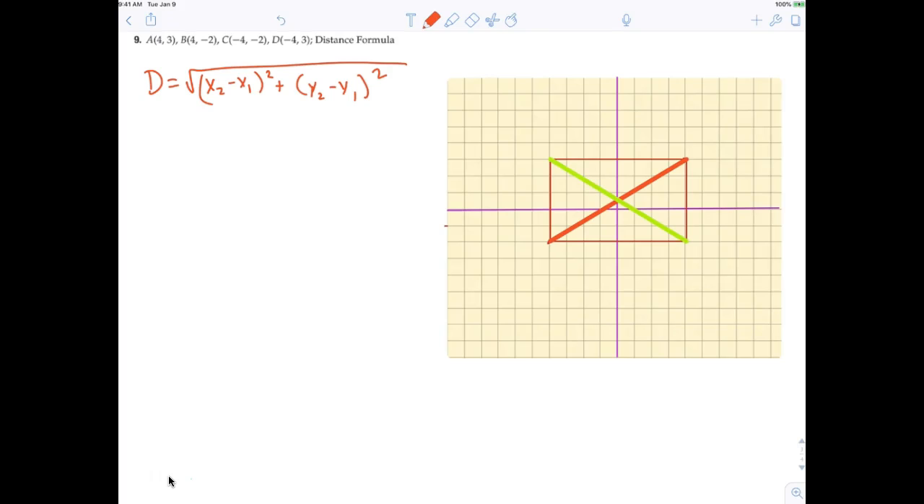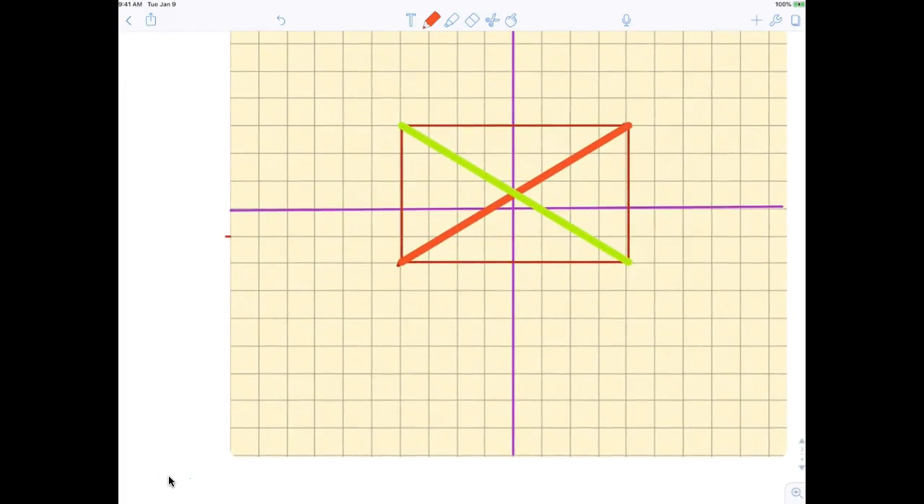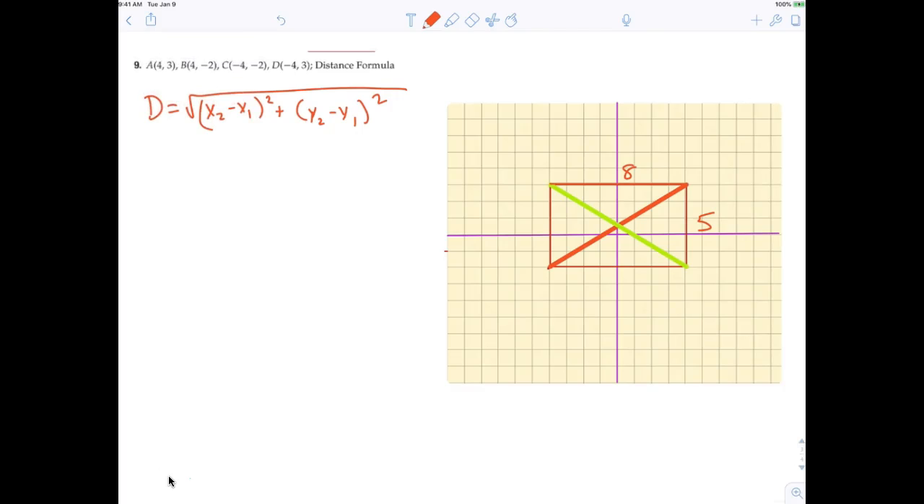What we do know right off the bat is this length right here, this length up here is going to be what? 1, 2, 3, 4, 5, 6, 7. Is that right? 8? Is that good? Yep. And then this is 1, 2, 3, 4, 5, correct? Now, that's going to give me 8 squared plus 5 squared. Everybody see that? And then if I took the square root, that would give me the distance. Does everybody agree?